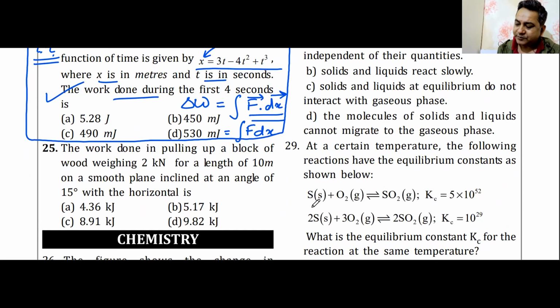I think the work done in pulling up a block of wood weighing 2 kilonewtons for a length of 10 meters on a smooth inclined plane at an angle of 15 degrees. Again, this was a conceptual question. We will be doing questions of this nature. How much work has to be done?